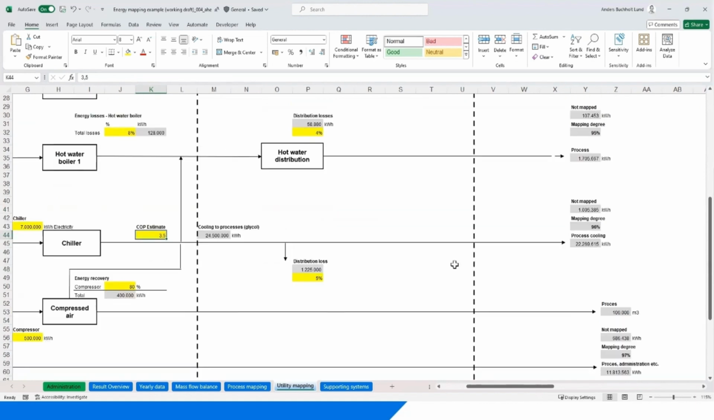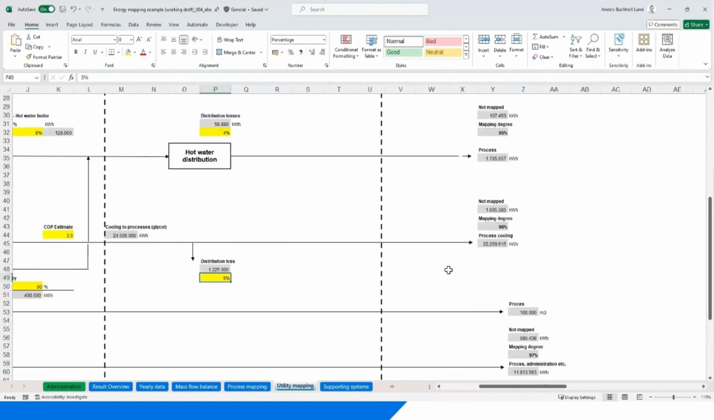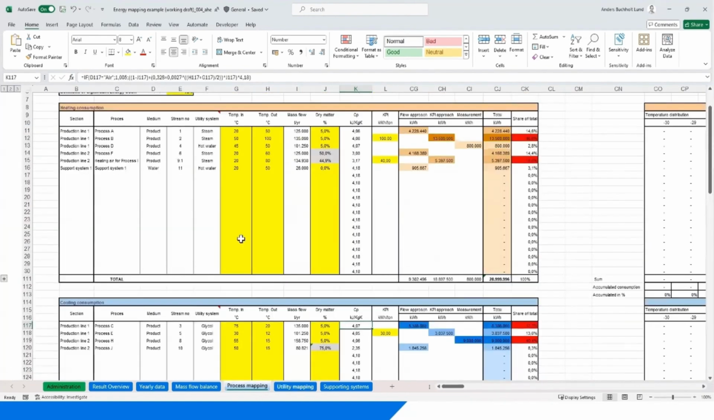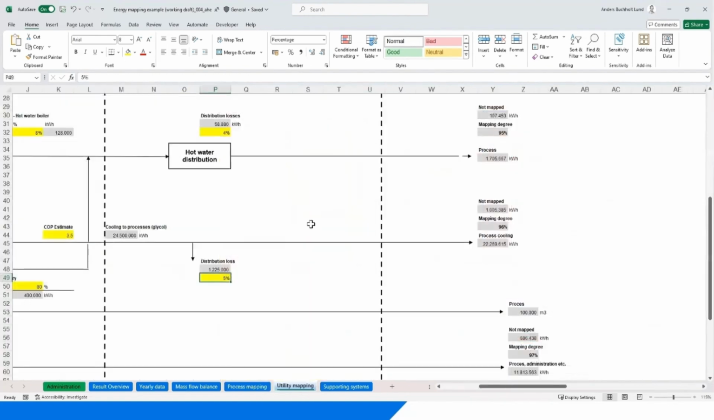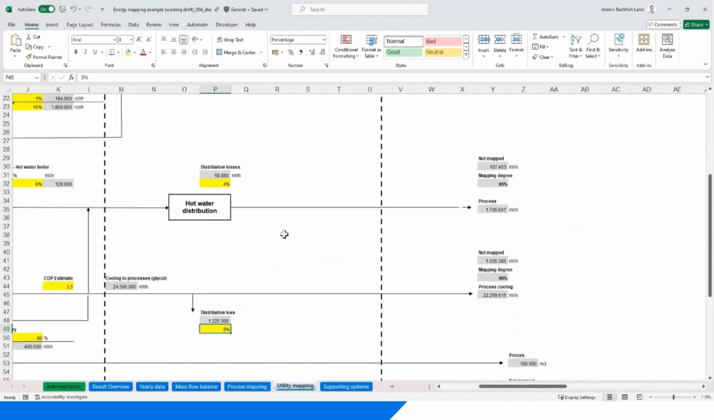Yeah, but just a comment, as you said, it's very difficult to estimate these distribution losses, and you shouldn't try to gain 100% mapping degree just by adjusting the distribution losses, in order to fit the energy balances here and also the utility. Try to get as close as possible to whatever is right in reality.